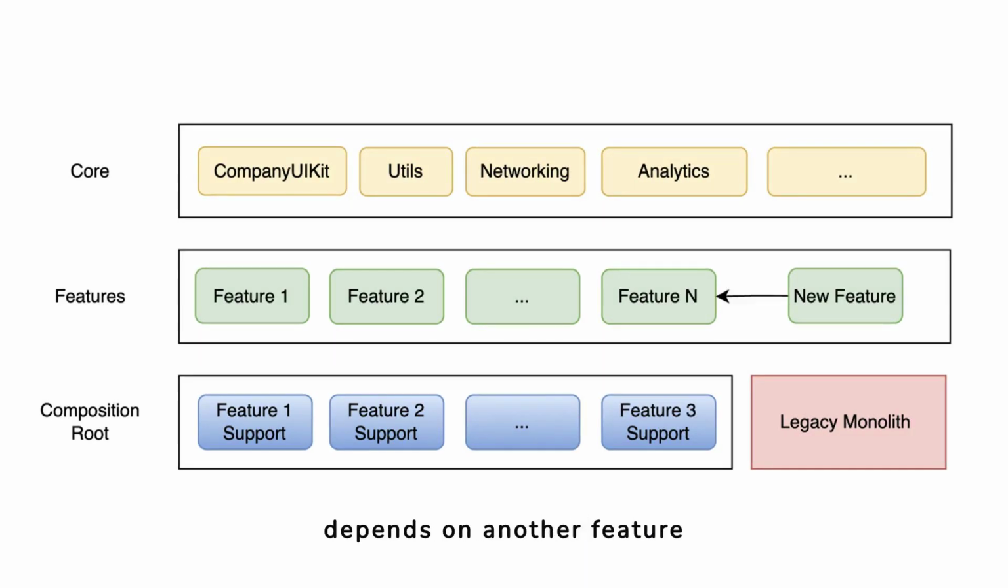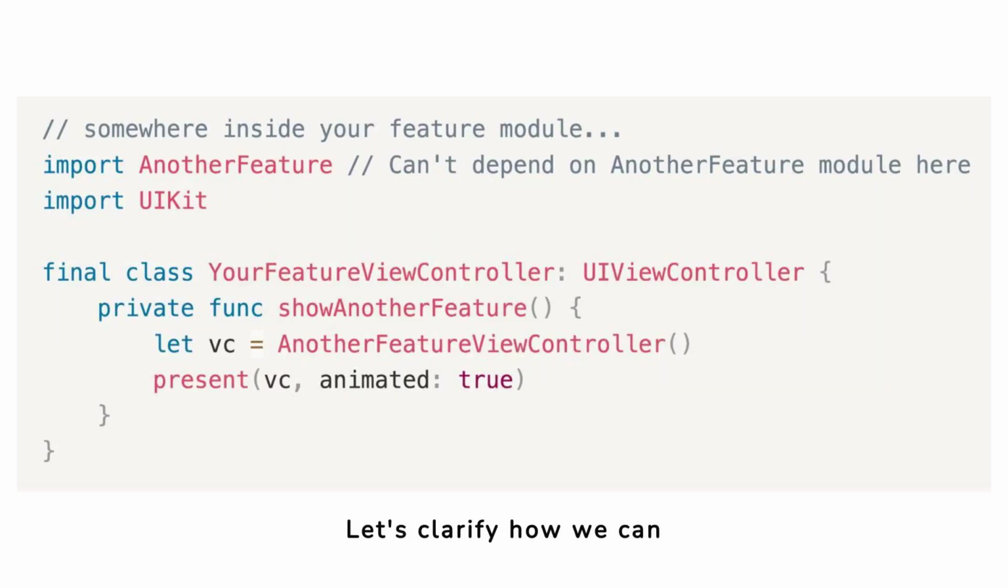First, your module depends on another feature, same layer. It's not allowed by our dependency direction rule. We need to do dependency inversion to comply with it. This means that our module should depend on abstractions, protocols in our case, rather than concrete implementations that lie in another feature module. Let's clarify how we can do it with a typical example.